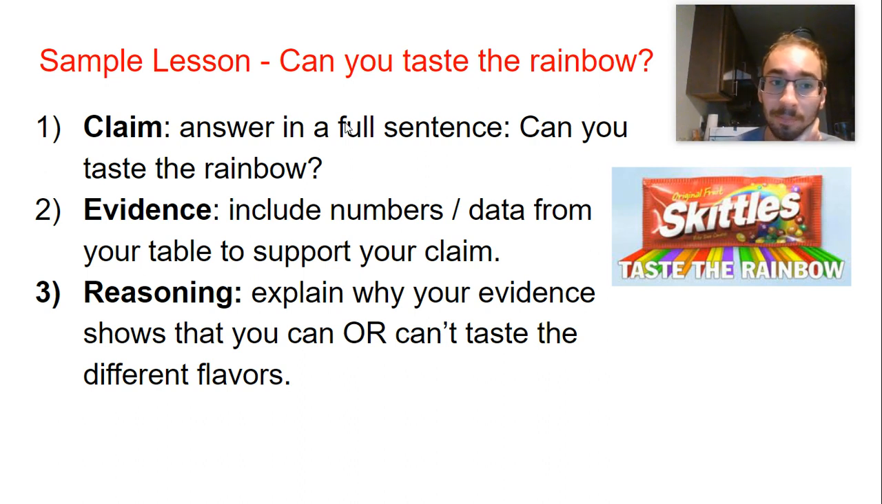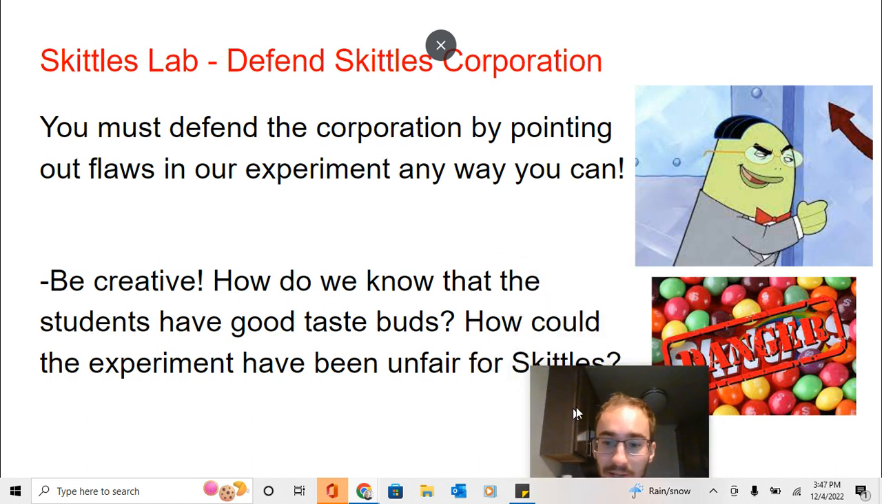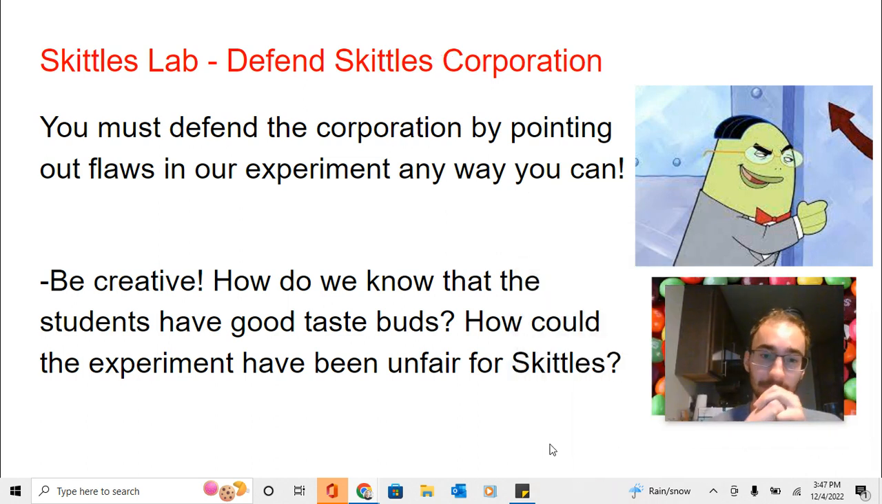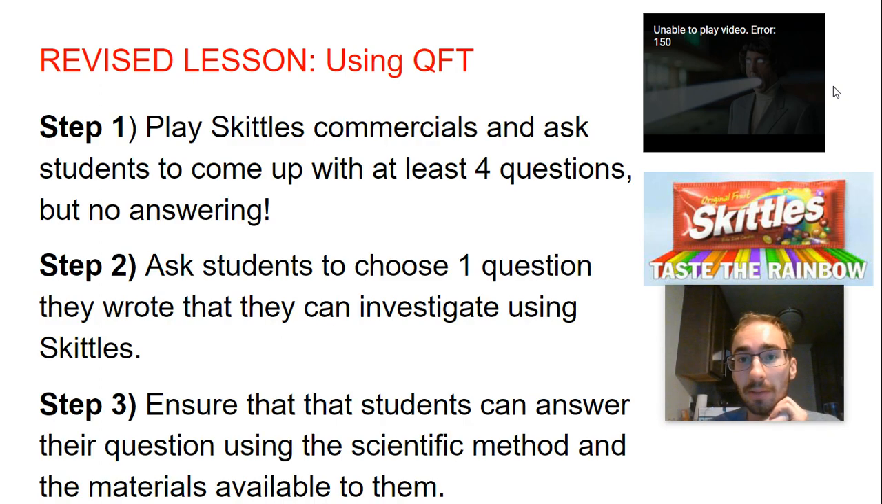And then at the end of the lab, students will often do blind tests and write down in their data table how many of the flavors they got right. And then they'll answer in a CER whether they can taste the rainbow. Now, I was the one that came up with the question, or technically the Skittles Corporation did, but it could be modified. At the end, the students have to defend the corporation to argue what flaws were in their experiment. Anyways, how this could be better and more student-led is using the QFT method.